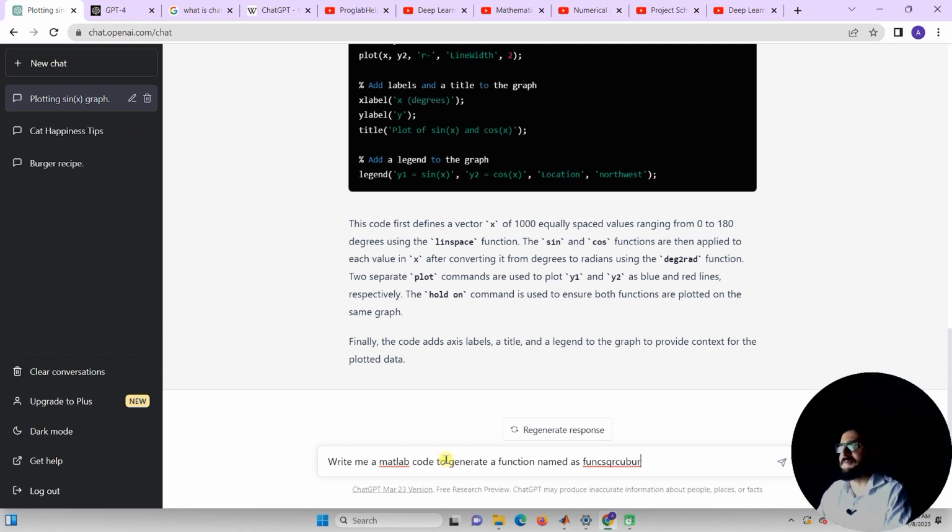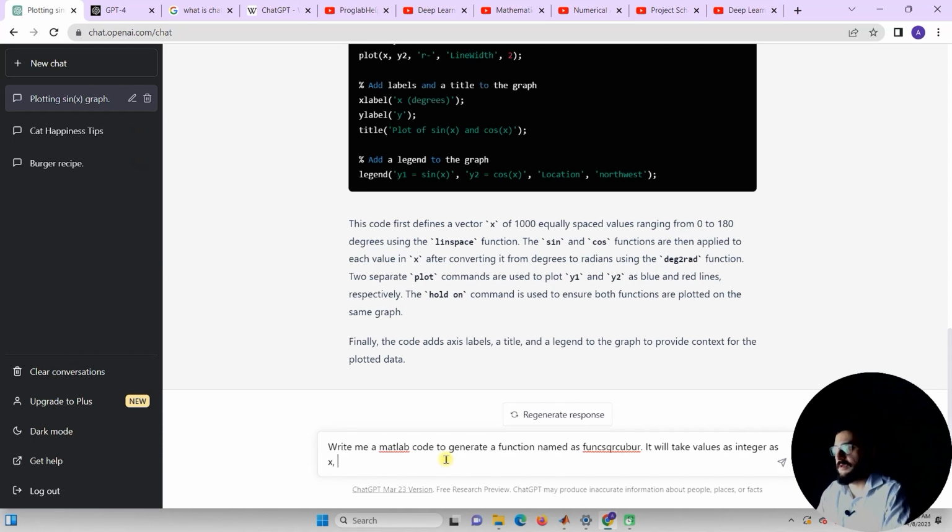I don't know whether we are able to pronounce it or not, but it gets the idea. So it will take a value as an integer, x, and returns the square, cube, and under root of that number. Okay, so let me break down this prompt for you. I asked ChatGPT to generate a MATLAB code that will write a function, and the purpose of this function is to take an x value and return its square, its cube, and the under root of that number.